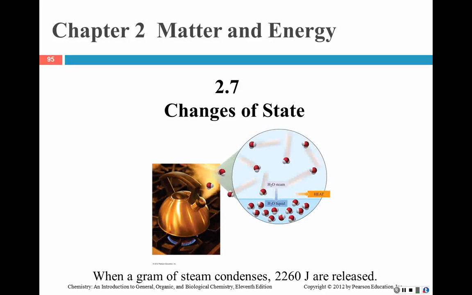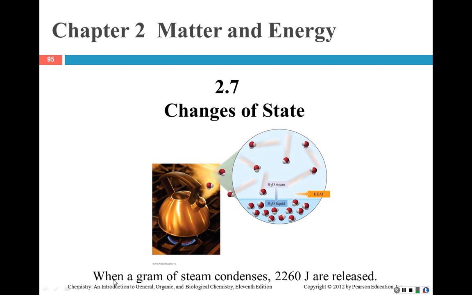This is section 2.7. We talked at the very beginning of this chapter about changes of state, going from a liquid to a solid or a solid to a liquid, all different variations of that, and that was a physical change, not a chemical change. And so what we're going to do, because this is the energy chapter, is show you how changes in state can either absorb or release energy.